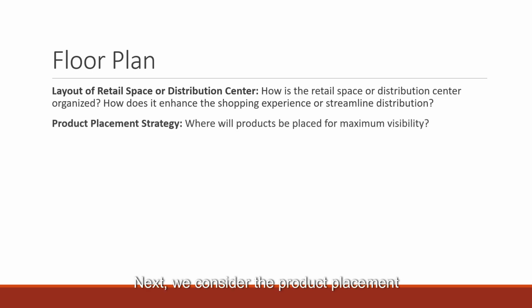Next, we consider the product placement strategy, which determines where items will be displayed or stored for maximum visibility and accessibility. In a retail environment, placing popular or high margin products at eye level or near the entrance can drive sales, while seasonal or promotional items might be located in high traffic areas. In a distribution center, products with high turnover rates may be stored closer to dispatch points for faster access. By strategically placing products, we can capture customer attention more effectively in retail or optimize retrieval times in a distribution setup.